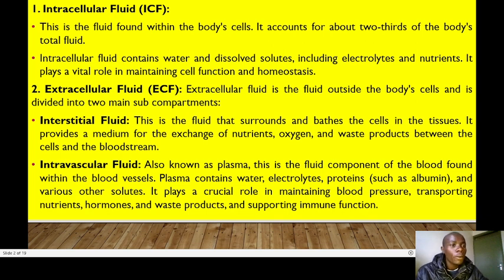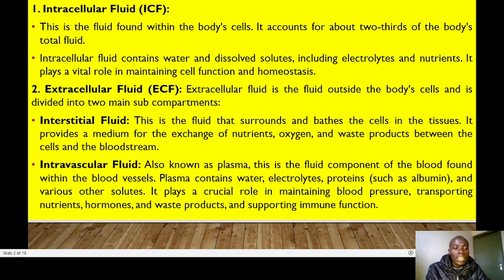This is different from extracellular fluid, where this is the fluid found outside the body cells and is divided into two sub compartments. We have the interstitial fluid and the intravascular fluid. So the interstitial fluid is the fluid that surrounds and bathes the cells in the tissues. It provides a medium of exchange of nutrients, oxygen, and waste products between the cells and bloodstream.